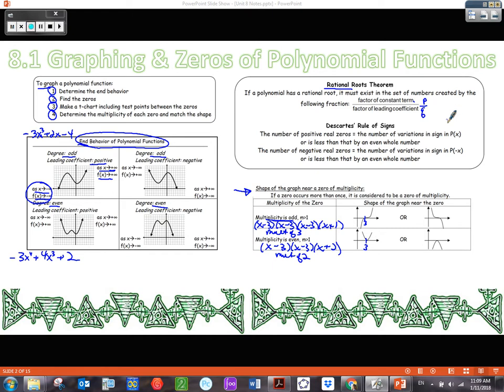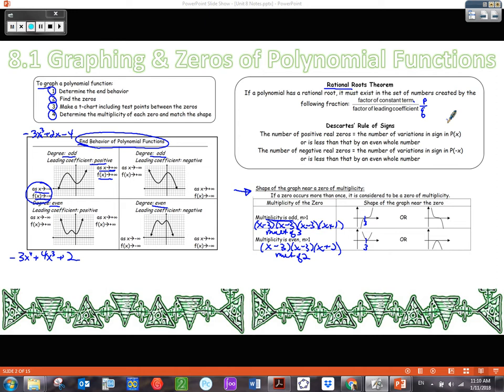The last concept for zeros is called Descartes' rule of signs. This is probably new. I don't know that you really covered this last year. It's kind of a cool thing. It's saying the number of positive real zeros equals the number of variations in sign of the polynomial, or is less than that by an even whole number.